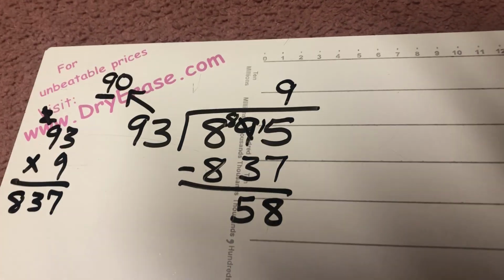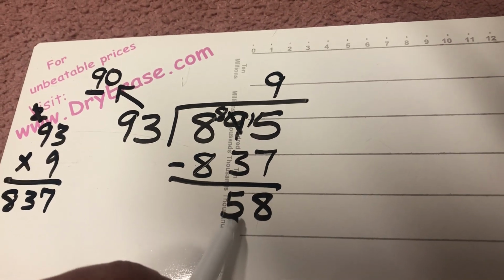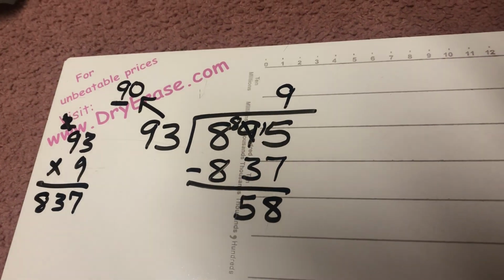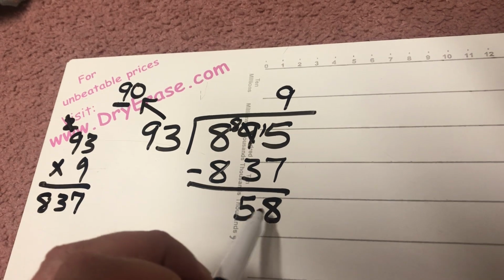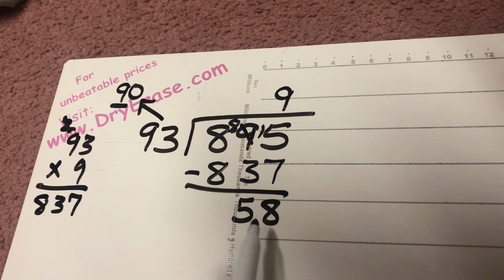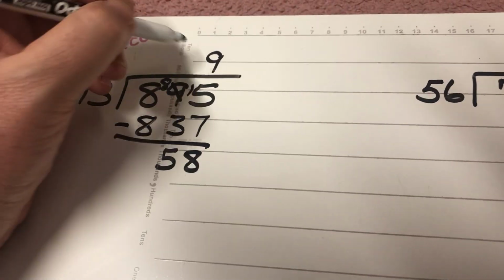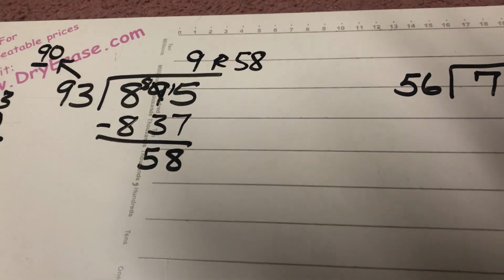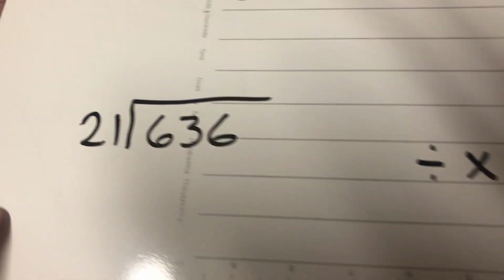So, I'm okay with 58 after I subtract, because 58 is less than 93. There's nothing left to bring down, so that 58 is my remainder, and that's okay. I can have 58 left over when I'm dividing into groups of 93, because 58 is less than 93. All right, let's look at this next one.